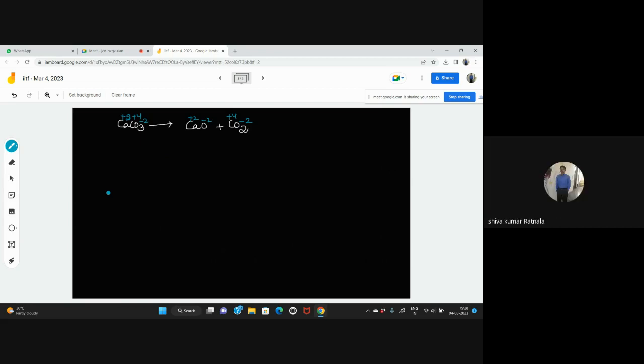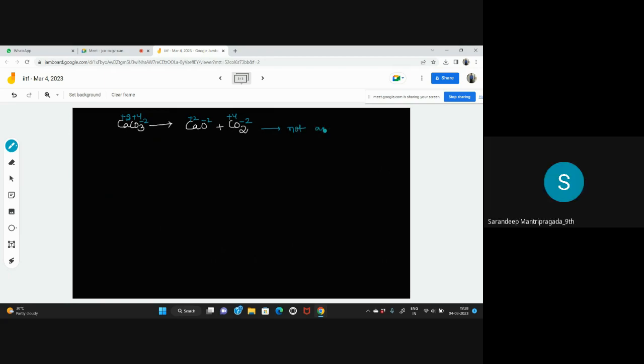Where are we getting O2? We are not getting O2, no? Sir, we are getting carbon dioxide. Whenever you find O2 alone, in the form of elemental oxygen, it will be 0. But if it is in the combined form, it cannot be 0. It is a decomposition reaction, but it is not a redox reaction.